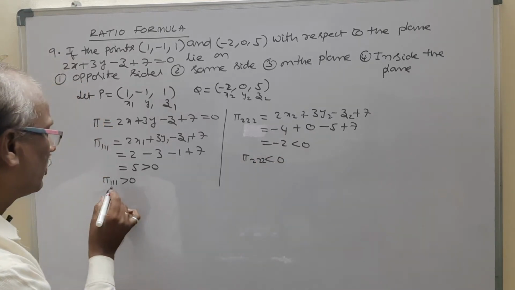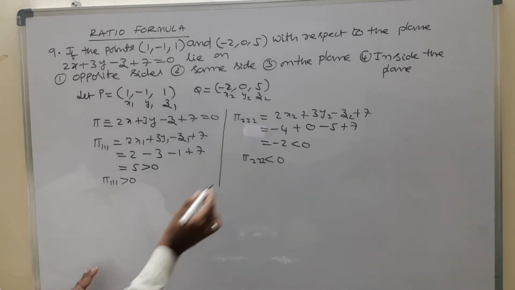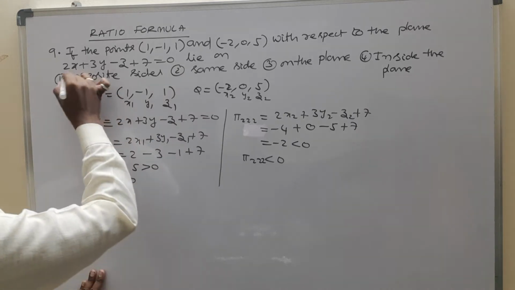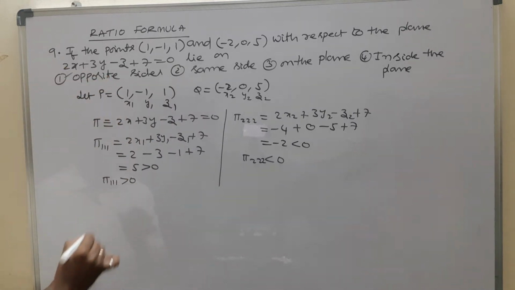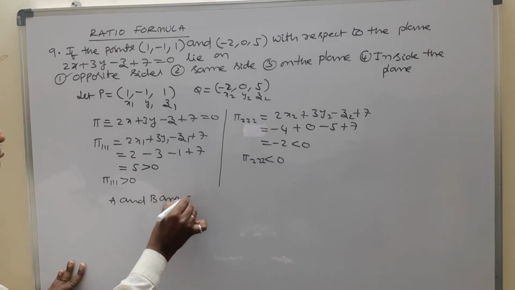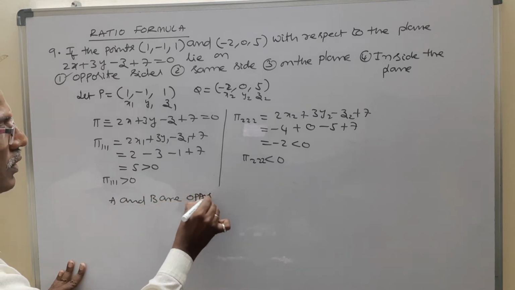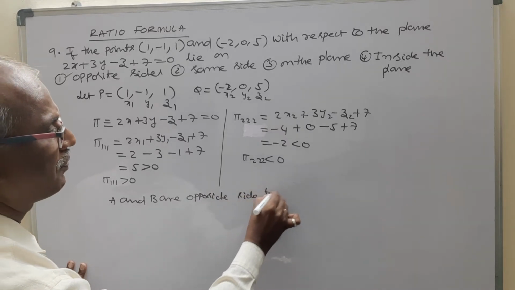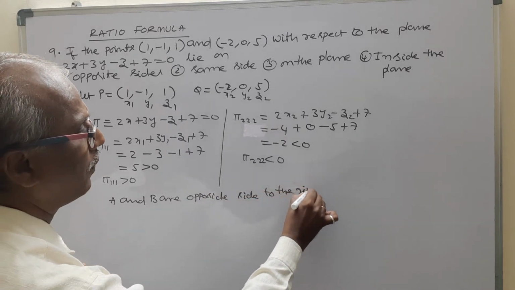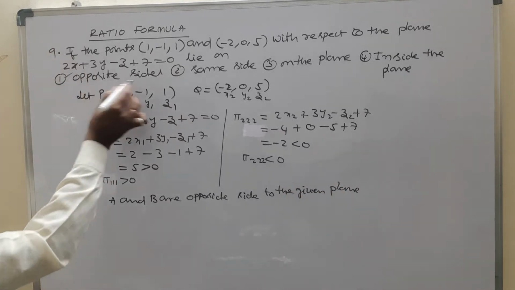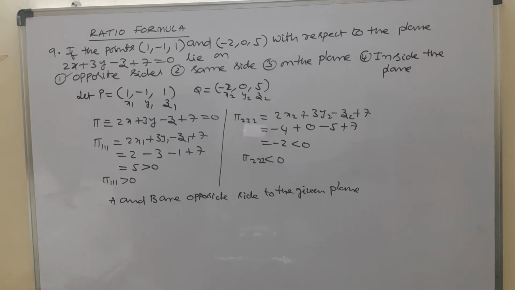Here pi11 is greater than 0 and pi22 is less than 0, then A and B are on opposite sides of the plane. A and B are on opposite sides of the given plane. Here the first option is the correct answer, opposite side.